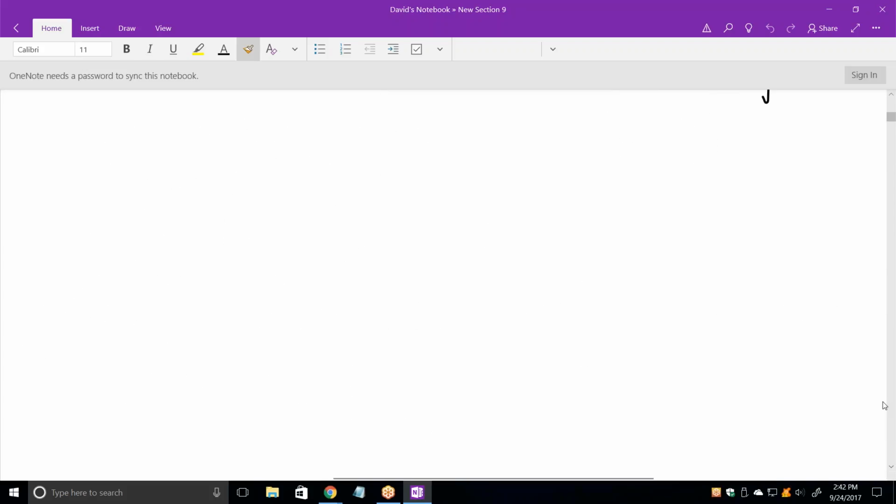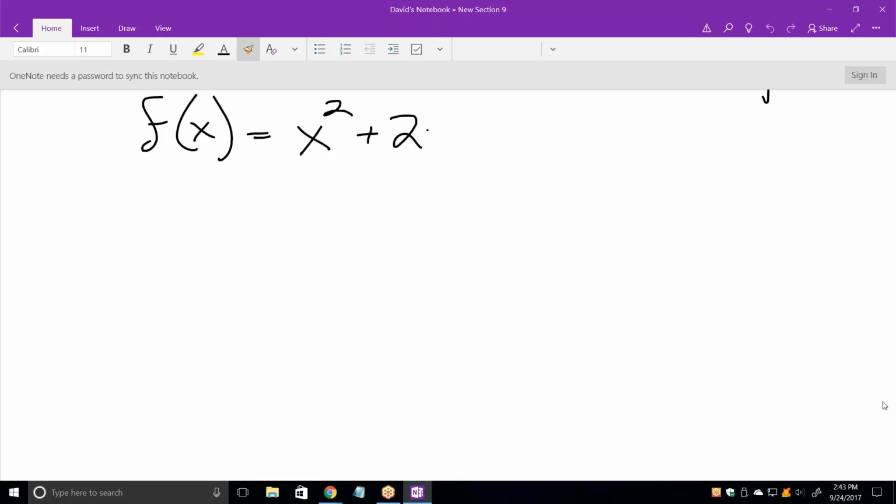Cool. Okay, what else? The next one we have is, hold on, let me switch papers so I can write this down. f of x equals x squared plus 2x minus 8. What's their question? Y and x-intercept. Okay.